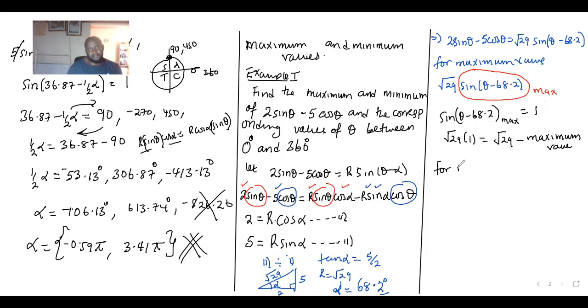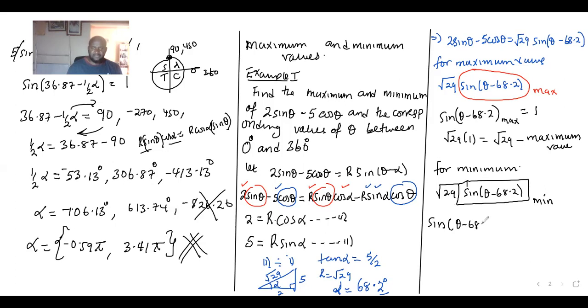Then for the minimum, you will have root of 29 sine of theta minus 68.2. The whole of this should be minimized because it is varying. The root 29 is a constant, so look for the minimum of sine. The minimum value of sine as it varies throughout given revolutions, what is the minimum value of sine?